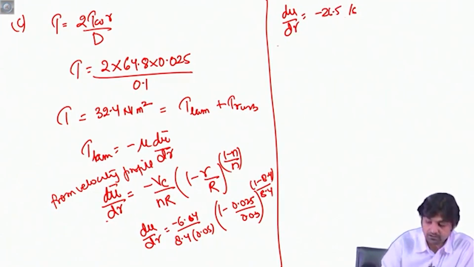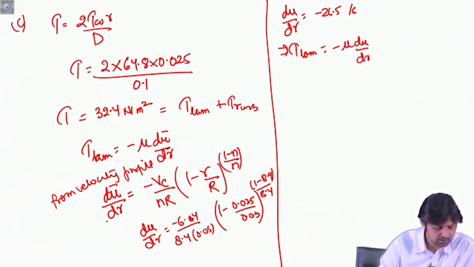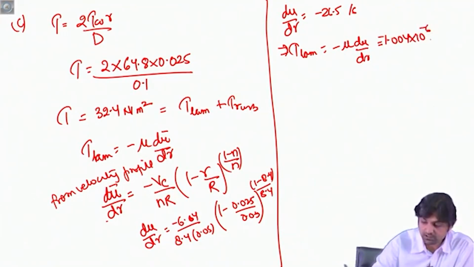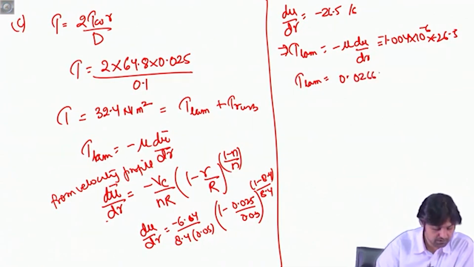All right. Therefore, tau laminar will be minus mu du dr, and that comes out to be minus mu, which is 1.004 into 10 to the power minus 6, into 26.5. So, tau laminar is coming out to be 0.0266 Newton per meter square.